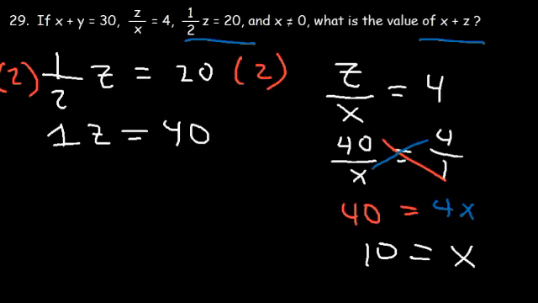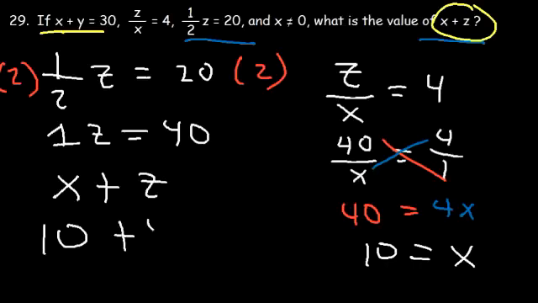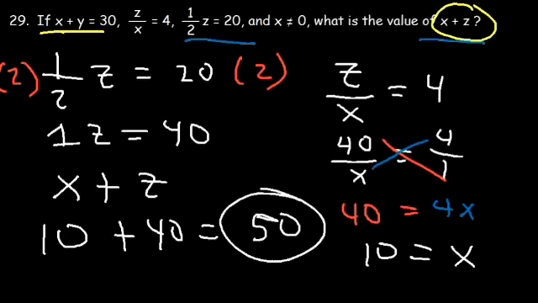Now, notice that we don't need the first equation. We don't need the value of y. If we wanted to, y is 20. If x plus y is 30 and x is 10, 10 plus 20 is 30. But our goal is to find the value of x plus z. And so we know that x is equal to 10 and z is equal to 40, so 10 plus 40 is 50. And so 50 is the answer for number 29.